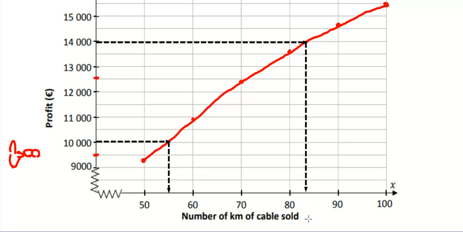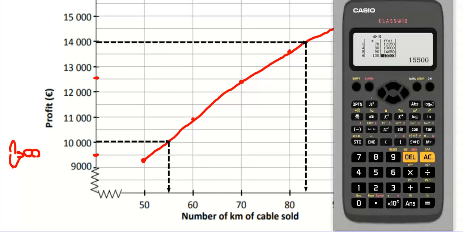82, 84ish. Now, once again, I have the ability to really zone in on this if I'm bothered. 80 to 90, step of one. I'm going to see when it crosses 14 grand. The answer is 84. So I think I'm slightly off with my drawing at the top. Okay, so I just might go 84, right? And the other one, it was in between 50 and 60, wasn't it?